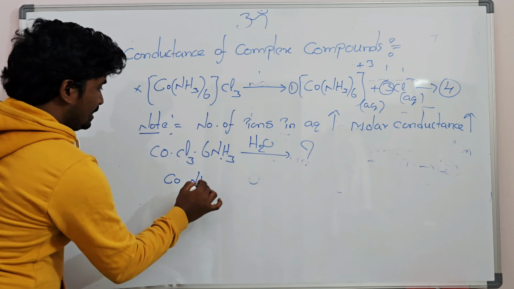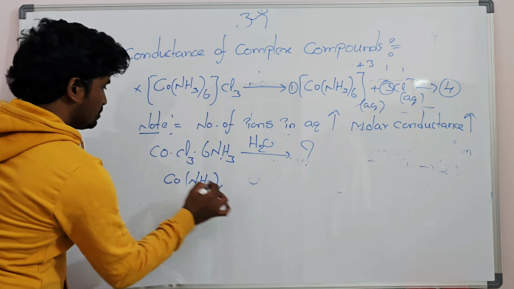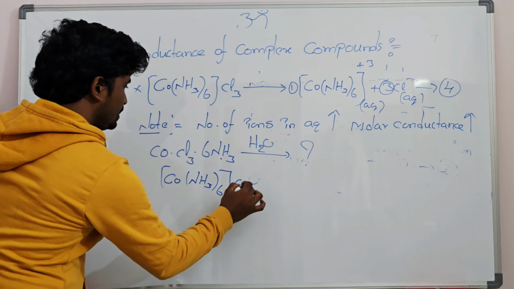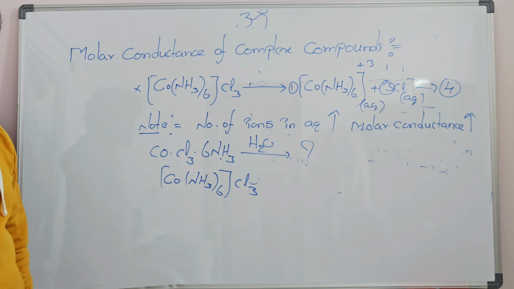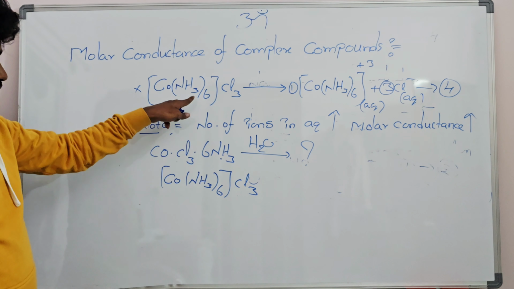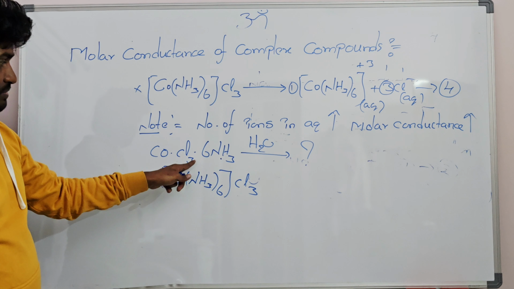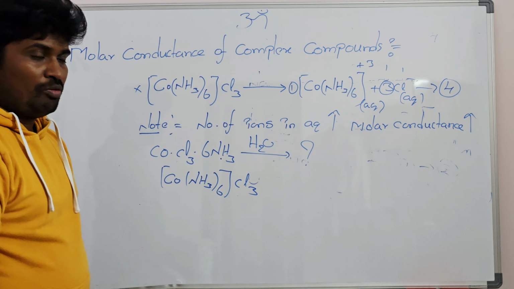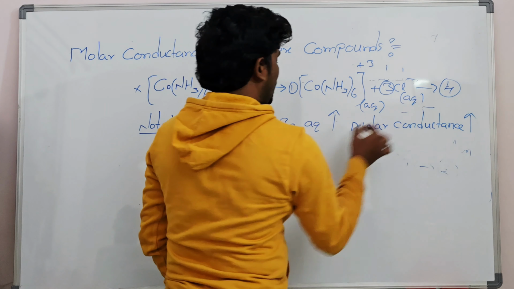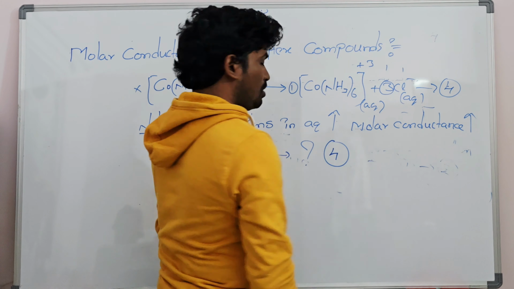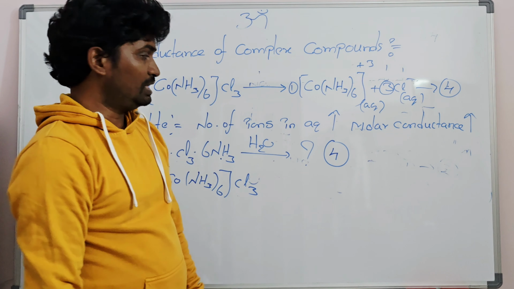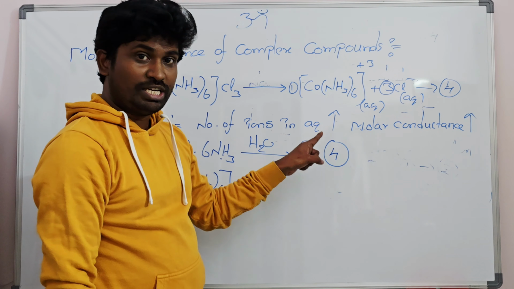Ammine is the ligand, NH3 six times. Outside, Cl3, three Cl's are existing. This complex is nothing but this one. After dissolving in water, how many ions are produced? Four ions are produced. So molar conductance depends upon the number of ions in the aqueous medium.